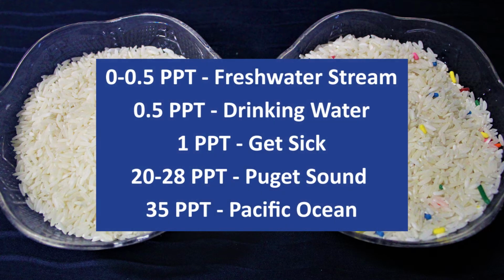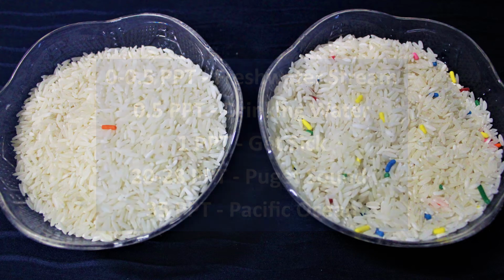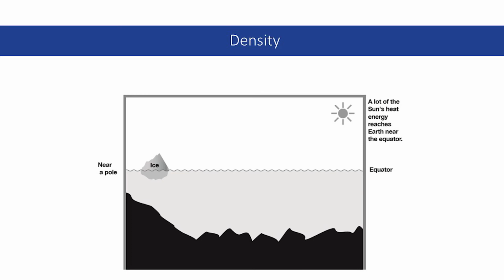0.5 parts per thousand is the limit for drinking water. 1 part per thousand would likely make you sick. Our freshwater streams are anywhere from 0 to 0.5 parts per thousand salt. The Puget Sound sits anywhere between 20 and 28 parts per thousand, and the ocean is around 35 parts per thousand. Now that we've learned about salinity, we can better understand density.